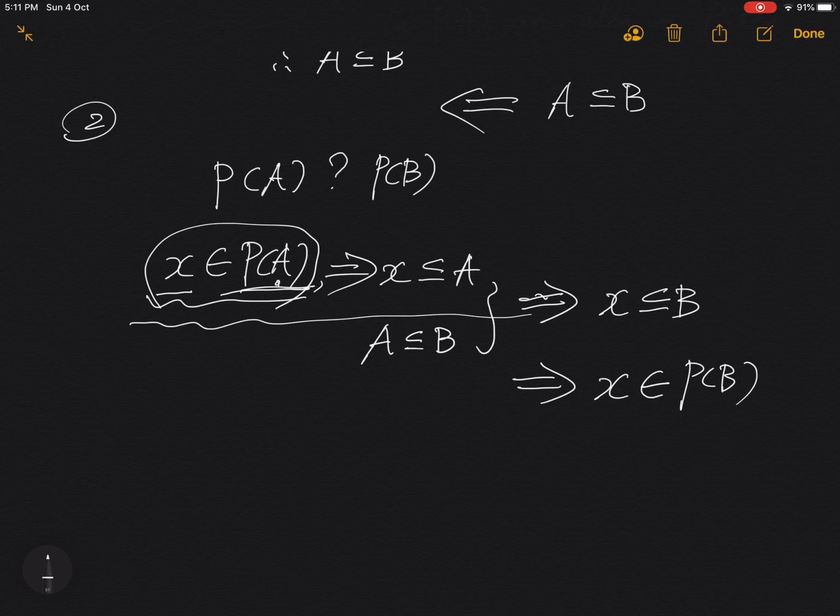So we start from here. If we have an x in the power set of A, then this element is also in the power set of B. That's the definition of a subset.